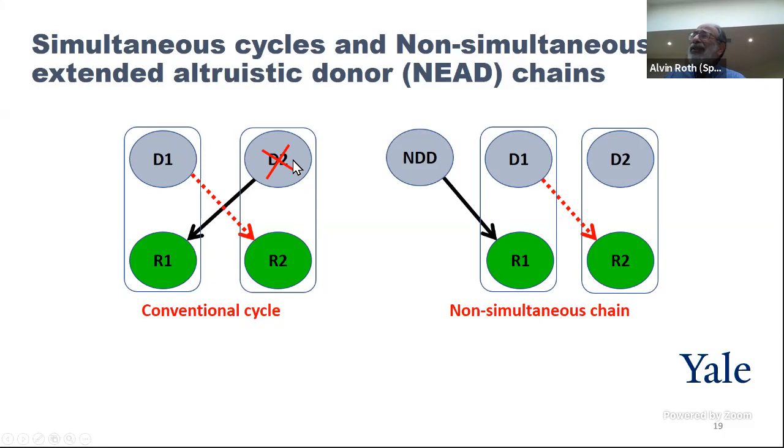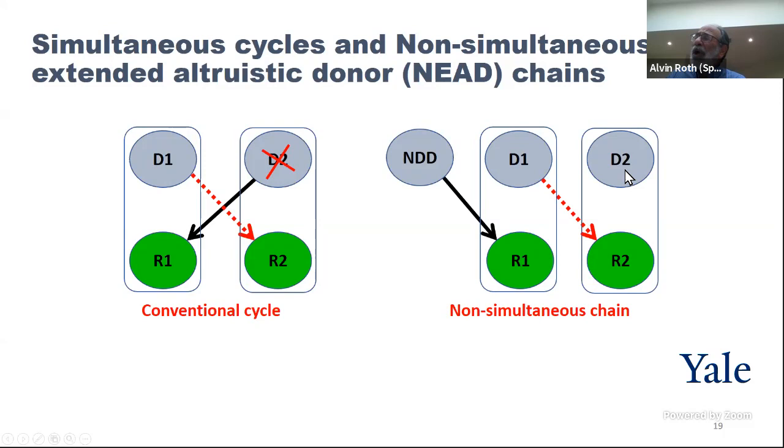But if we can start a chain begun by a non-directed donor, then we can arrange it so that each pair gets a kidney before they give one. And if the chain is broken, for whatever reason, that's very disappointing to pair two, but they haven't been irreparably harmed. They're no worse off than they were before the non-directed donor appeared.